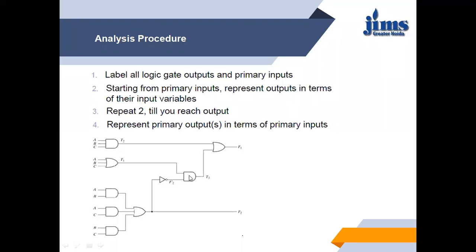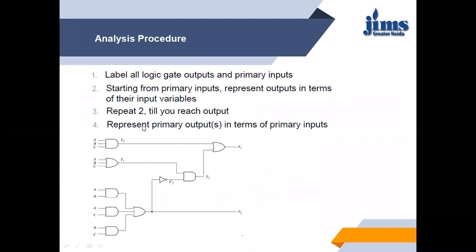This is level 4. So level 1, level 2, level 3, level 4 and level 5, because the output of level 4 is input to the next level, that is known as level 5. So these are the levels 1, 2, 3, 4, 5. So in this way we define the level for all the logic gate outputs and primary inputs. So these are the logic levels.